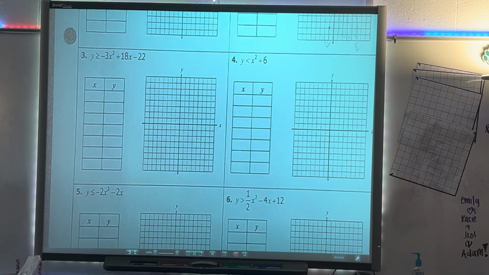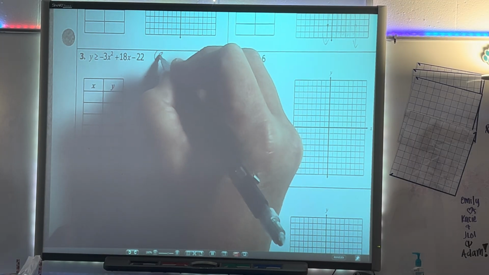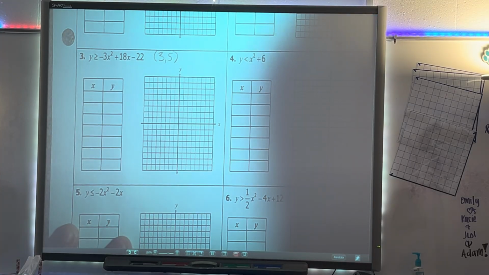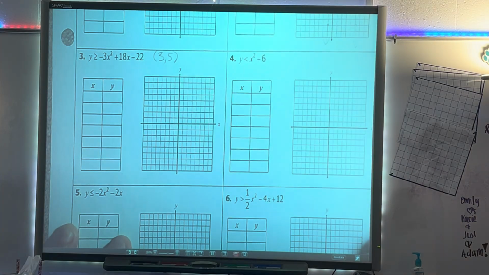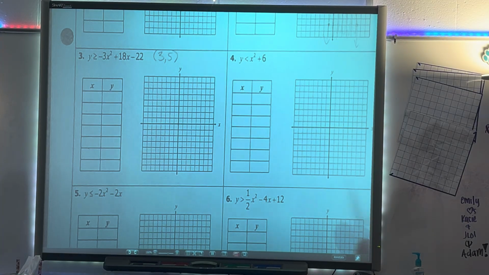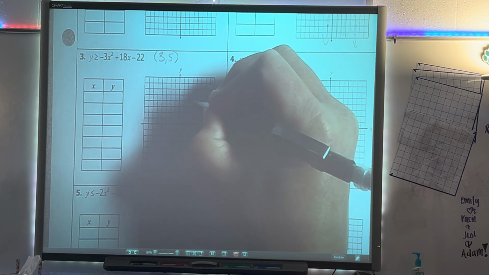Emma? Alright, did you find the vertex? Where is it? 3, 5. 3 and 5. I forgot to write Emily's up here. What was it? 2, 3, right, Emily? Okay. Alright, so this one's at 3 and 5. Okay, 1, 2, 3, 4, 5.